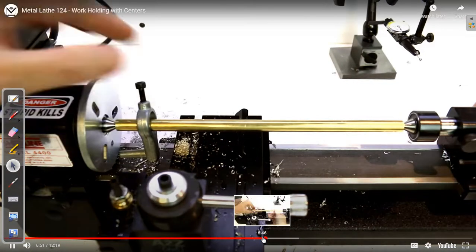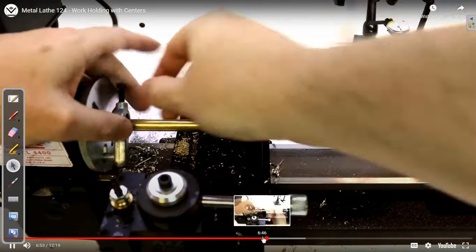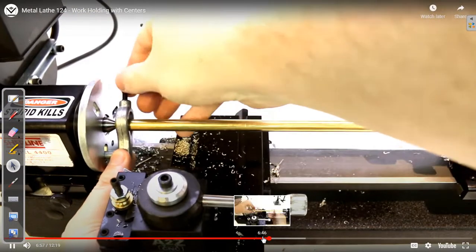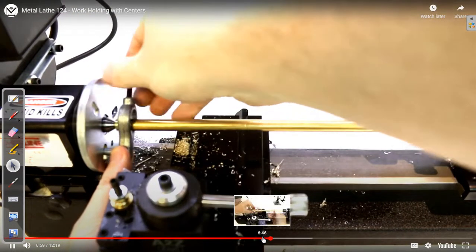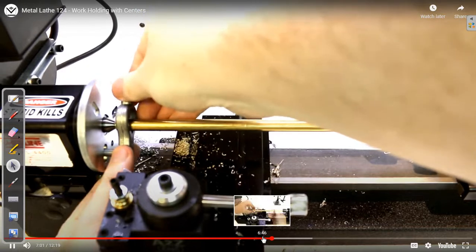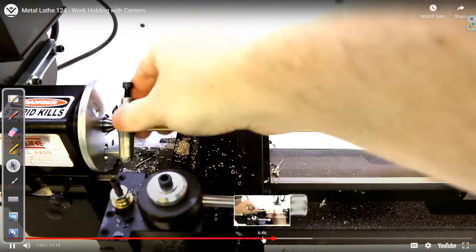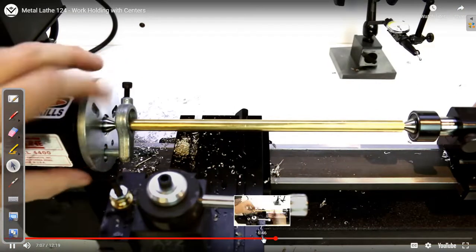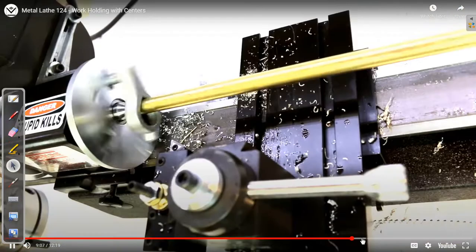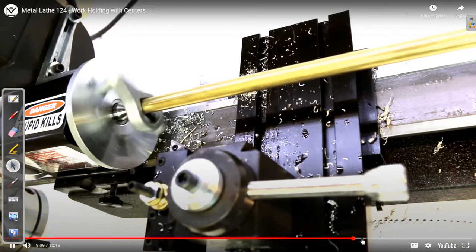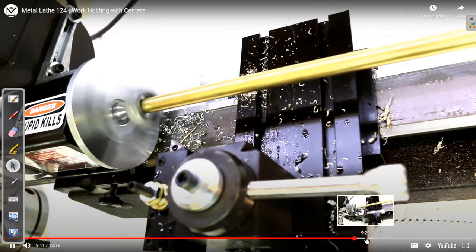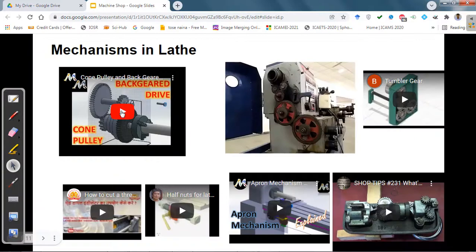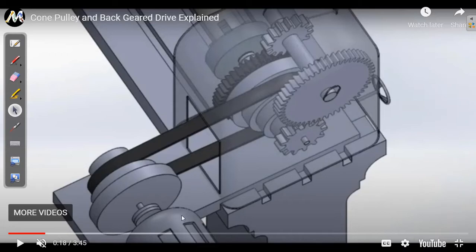Tighten that back down. Now the drive dog ends up cinching down on the workpiece with this screw, and there's a V-notch on here, and it engages in that slot. Now, keep your hands well away from that chuck. As we go higher and higher in speed, it will end up blurring and we can't really even see.